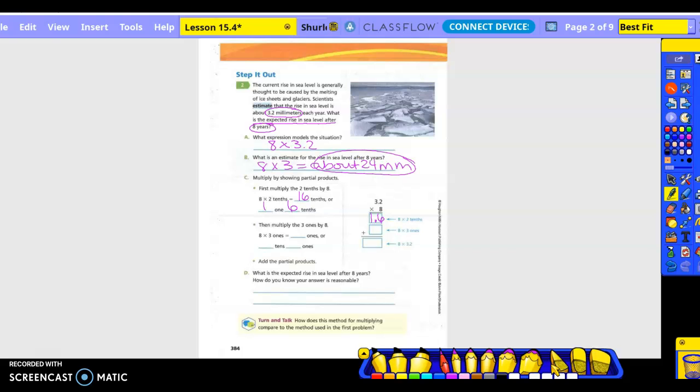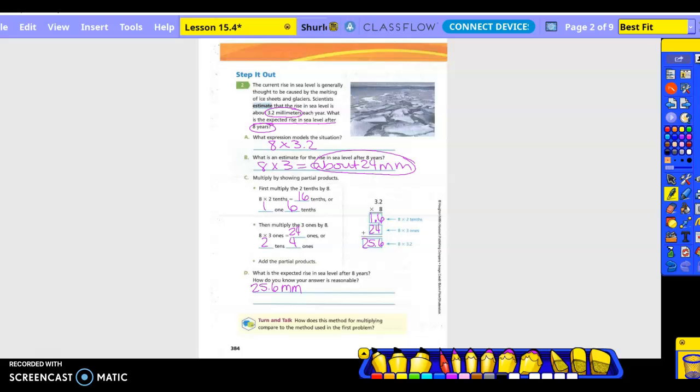Then multiply the 3 ones by 8. So 8 times 3 is 24. So 24 is 2 tens and 4 ones. So what is 24 plus 1 6/10? 25 and 6/10. So what is the expected rise in the sea level after 8 years? So 25 and 6/10 millimeters.